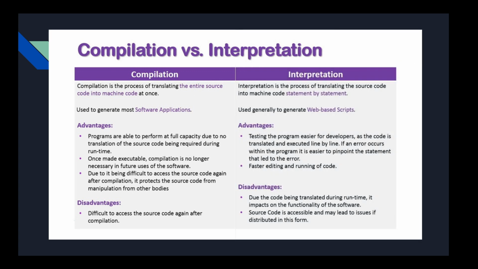Now let's look at interpreter. An interpretation is a process of translating source code into machine code statement by statement, like in JavaScript. It is used to generate web-based scripts these days. It has been used elsewhere as well. Testing the program is easier for developers as the source code is translated and executed line by line. If errors occur, that's on that line. So therefore it's faster for editing.